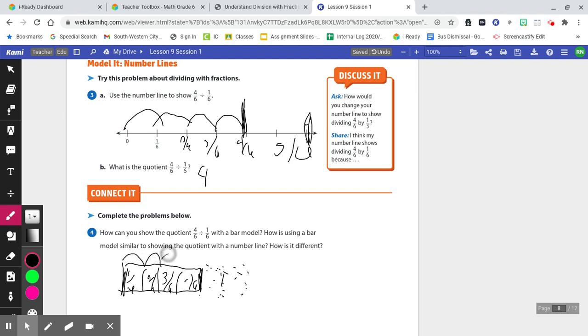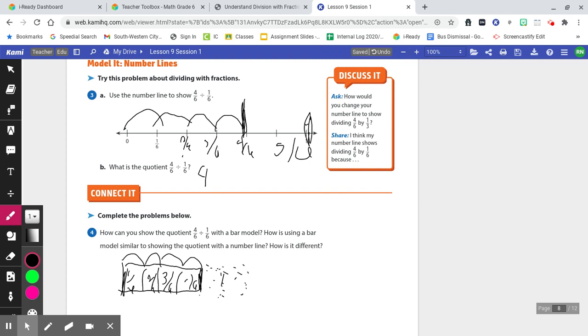So 4/6 divided by 1/6 is 4. 1, 2, 3, 4. So they're similar, with the number line between 0 and 4/6 being 4 equal lengths. Both models show 4/6 divided by 1/6 is equal to 4. The models are different because the bar model shows each part labeled as 1/6, but on the number line, the tick marks are labeled 1/6, 2/6, 3/6.